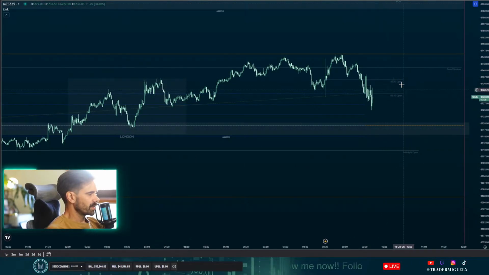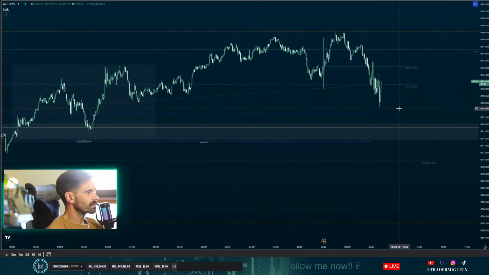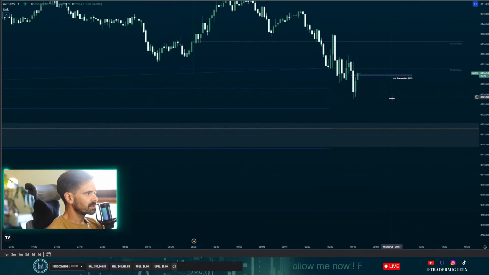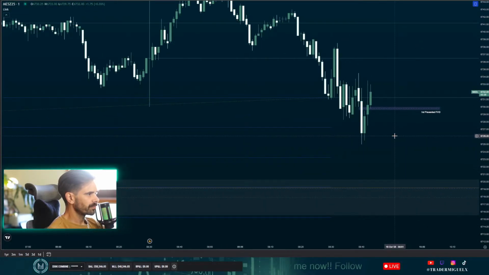So far we are just respecting the bearishness or the resistance at 8:30 open, quite rejecting 9:30 open as well. We are still waiting for, we have it here, right here, the first presented fair value gap. It's a tiny one, but it's still a first presented fair value gap. Let me just zoom in a little bit more. There we go.